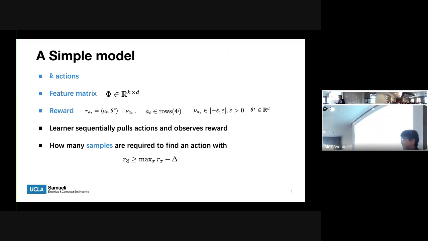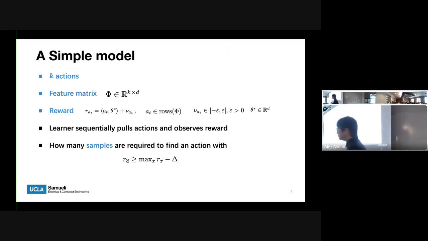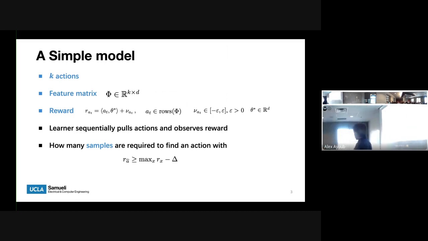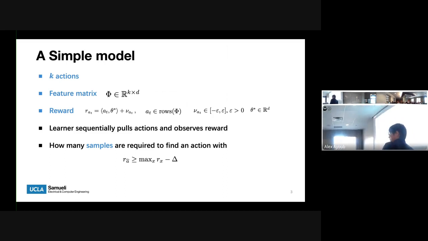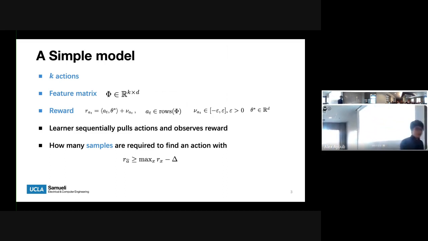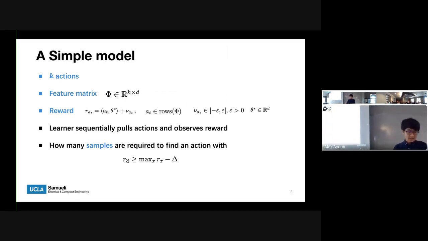Is that clear for the model? You call this noise, but it's not really noise. It's just the misspecification error. It depends on the state and action, so if you go back to the same action, you get the same value. It's a deterministic model, so everything is deterministic. We don't have randomness at all. All right, so that is the problem. Very simple.